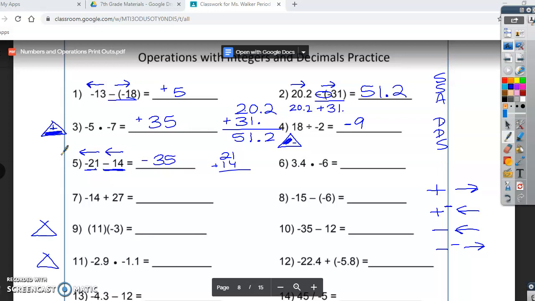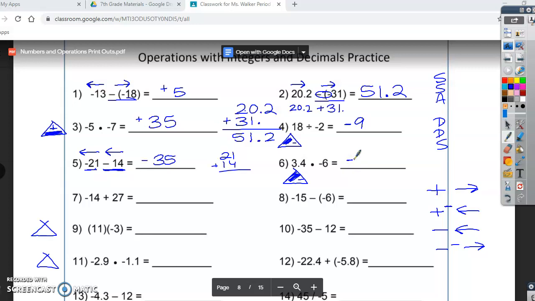Now let's look at number 6. So I want you to think, is this an arrow problem or a triangle? Which one do you think it is? Hopefully you can tell this is a triangle problem because this dot means multiply. So, positive, negative, negative. 3.4, I don't see the sign. 3 and 4 tenths, there's no sign. Negative 6, so positive, negative. What am I left with? Negative. It's that easy. Okay?